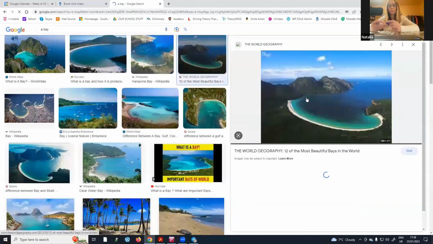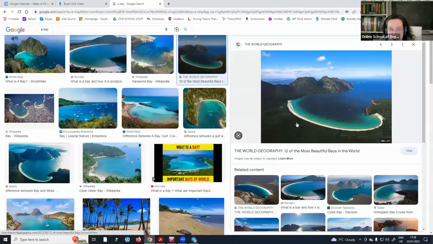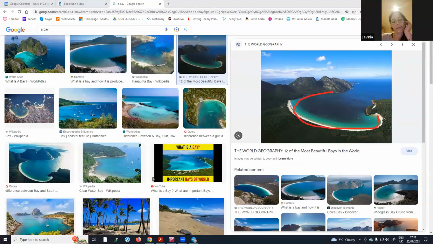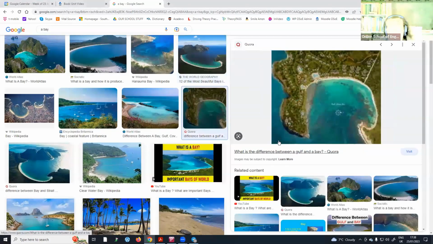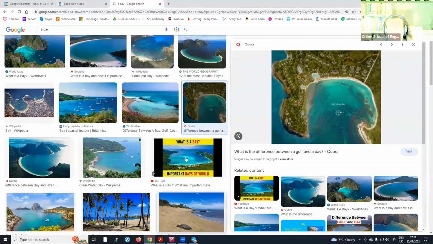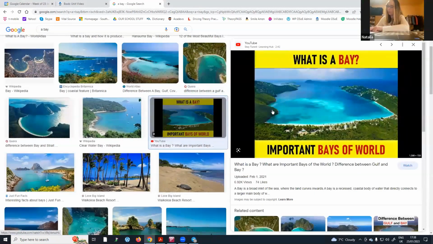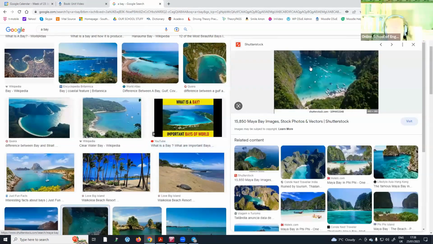Okay. A bay is when the ocean or the water comes in and forms a circle. You see that? It's this round circular formation where the ocean or the river or the lake comes in and makes this little circle. This is a bay. This is a bay right here.